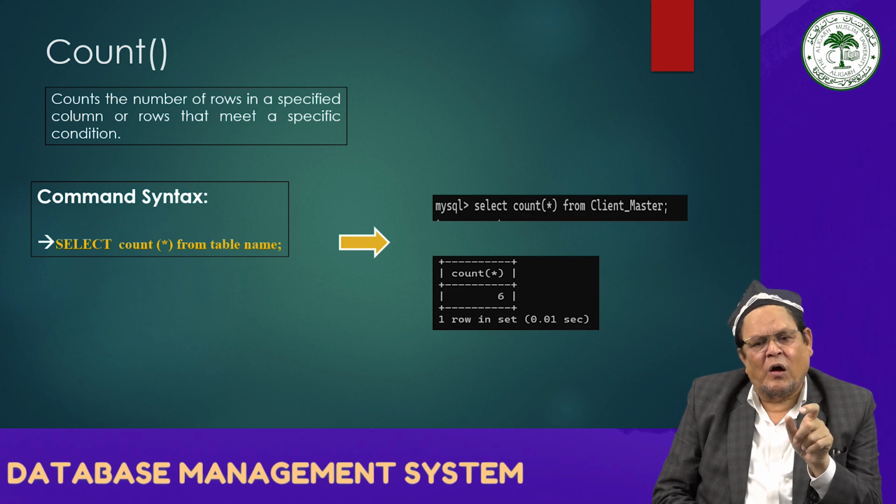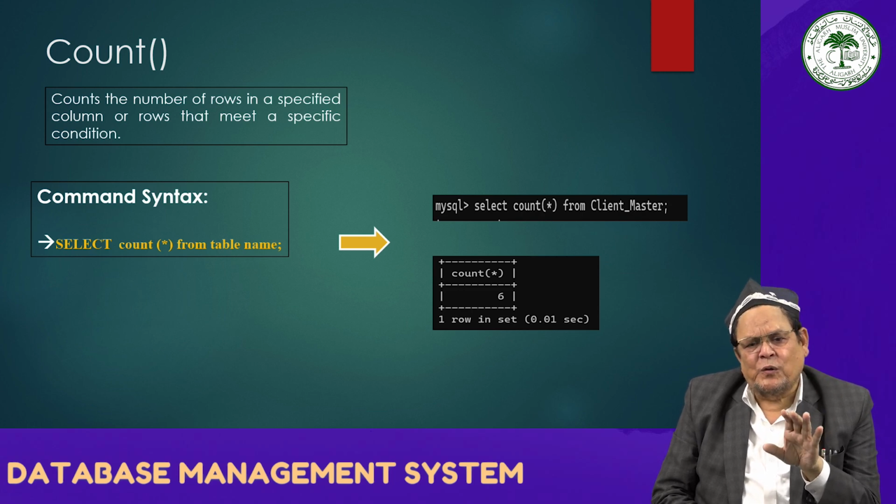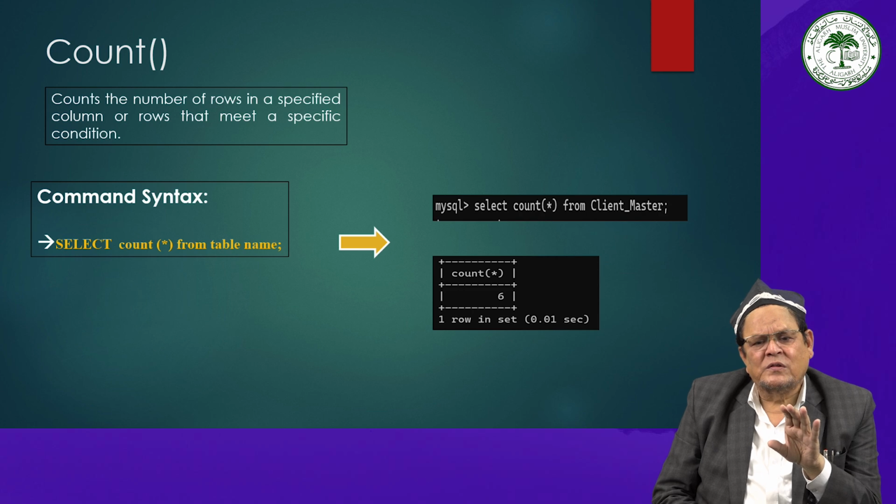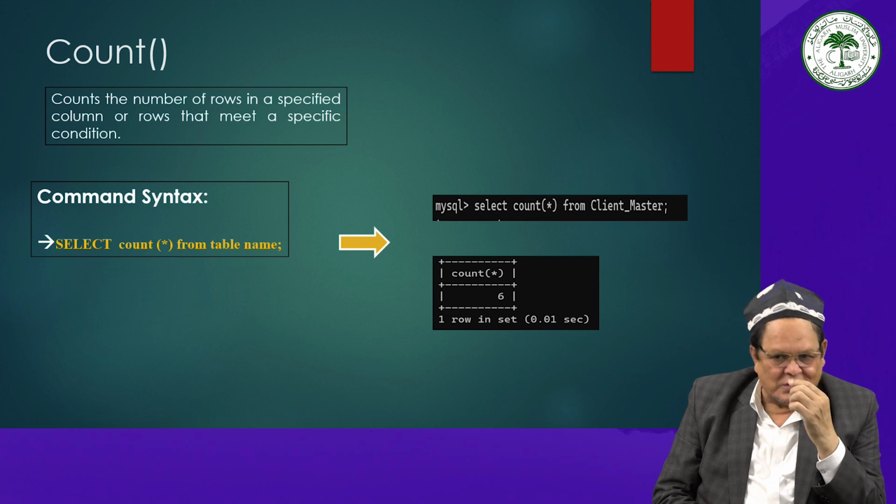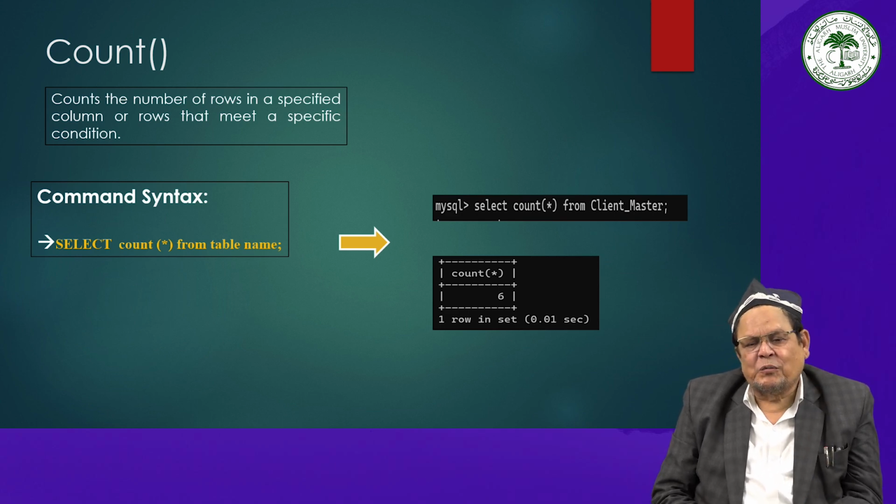Then in MySQL, how will you type? Select count, within parenthesis a star, from client master. When you press enter, it will show the count 6. It means 6 rows are available in the client master. It means 6 tuples are available, which will show the count. Hope you understand.